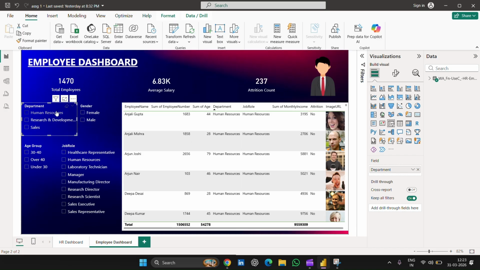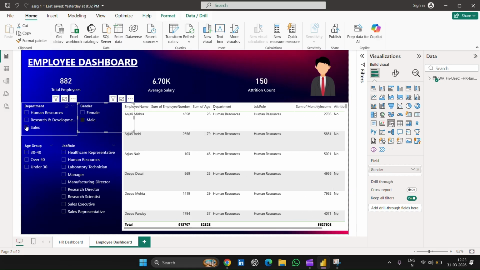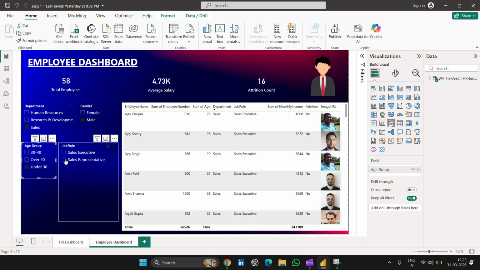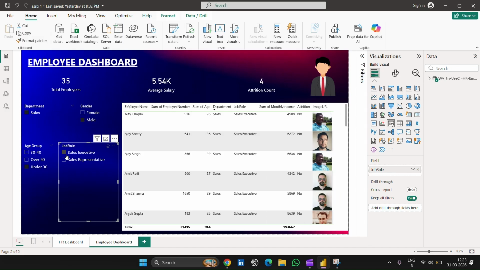In this employee dashboard, I can show you that for the male gender in the sales department, under the age of 30, with the job role as sales executive, how many employees there are, what the average salary is, and what the attrition count is. And you can also see in the table who the employees are, their age, department, job role, monthly income, whether they are leaving the company or not, and their images are also shown here.